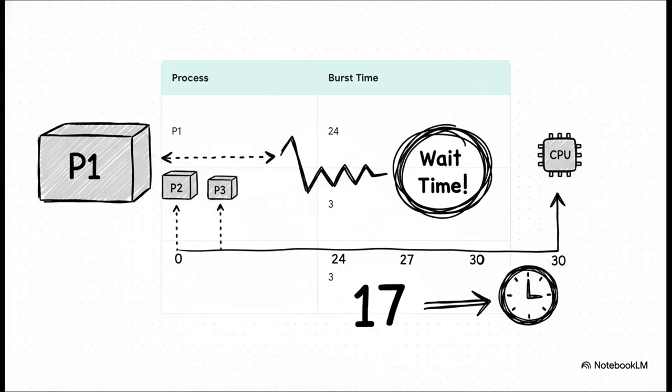So let's put this to the test. Imagine 3 programs or customers show up. P1 is a huge order that's gonna take 24 milliseconds. P2 and P3 are tiny, just 3 milliseconds each. Well, if P1 gets in line first, P2 has to wait the full 24 milliseconds, and poor P3 has to wait 27. The average wait time here is a painful 17 milliseconds. For P2 and P3, that's an eternity to wait for such a tiny job.